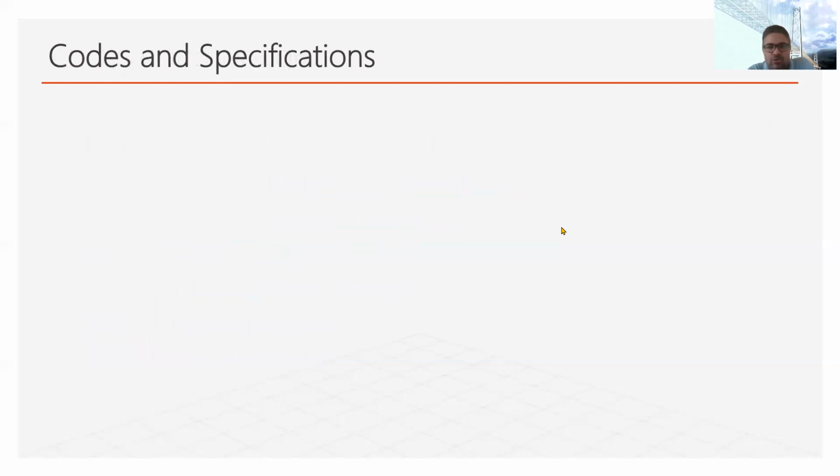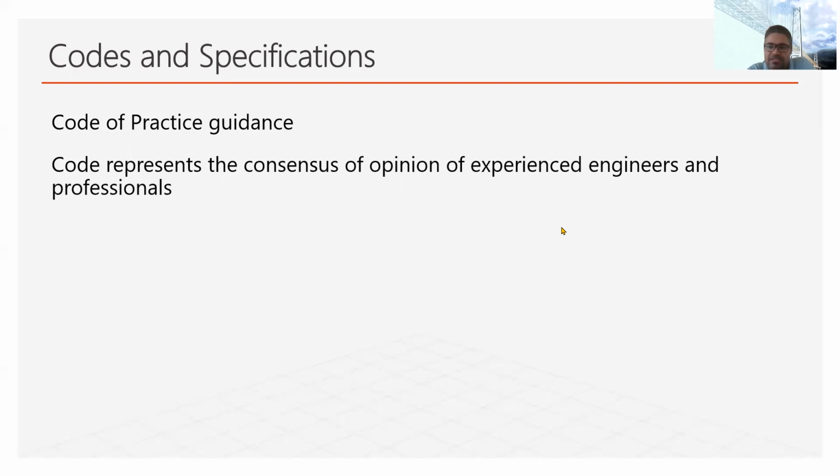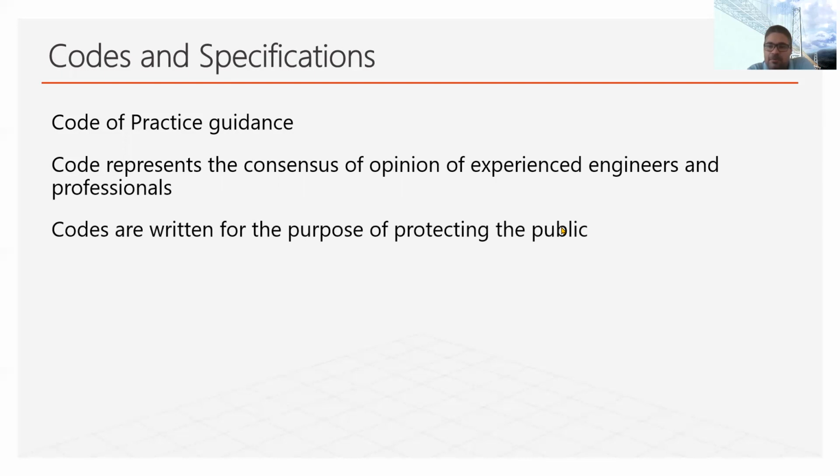Then coming to the codes and specifications, a structural engineer and architect is normally guided in his or her efforts by the code of practice. These codes represent the consensus of opinion of experienced engineers and professionals. And these codes are prepared for the purpose of protecting the public. The minimum standard given in the code should be followed by the designer to make the structure safe. So they provide guidelines for the design and construction of the structure.